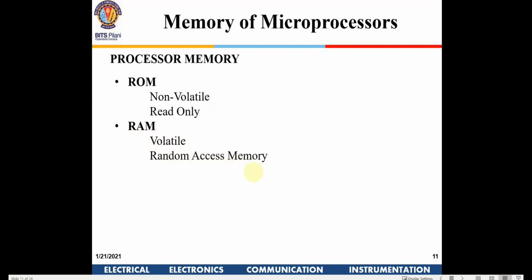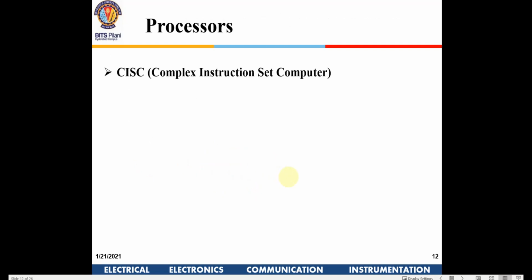Whenever the supply goes off, whatever is there in the memory, that data gets lost. So it's no more available. As long as the power supply is available, the RAM will store that data. So that is the RAM and ROM.